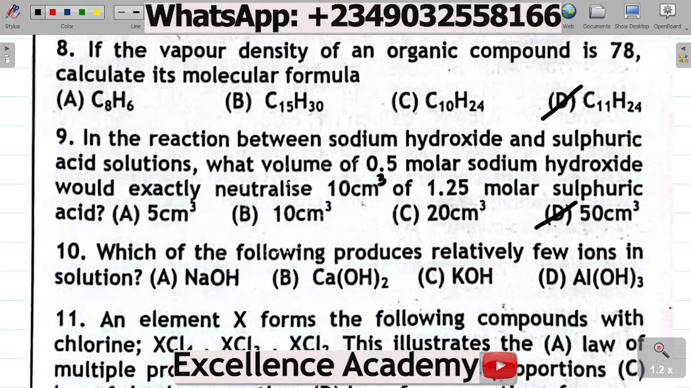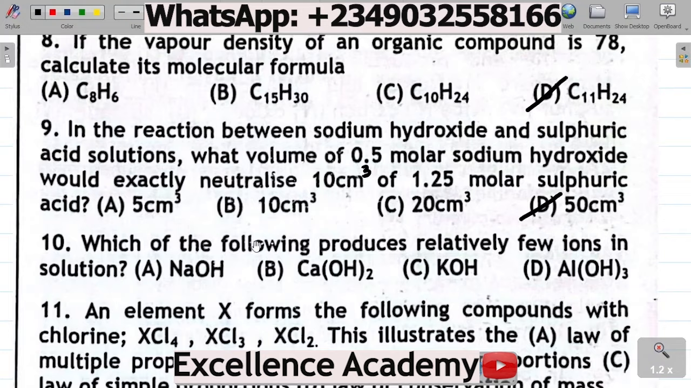So that's your answer. Question 10 says, which of the following produces relatively few ions in solution? A, sodium hydroxide, B, calcium hydroxide, C, potassium hydroxide, D, aluminium hydroxide. Now, for this question, the correct answer is D, aluminium hydroxide. You want to know that aluminium hydroxide is sparingly soluble, so it produces very few ions because it does not always dissolve.